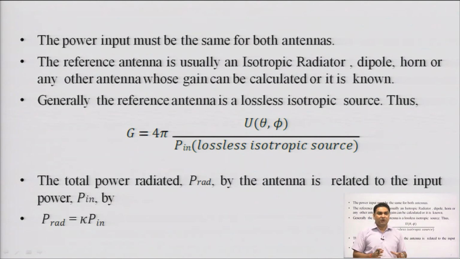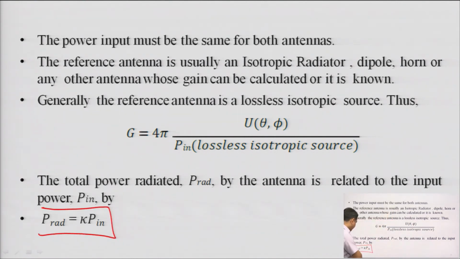Here the total power radiated is equal to K into total power input. What is the difference between power gain and directive gain? What is the difference between the antenna gain and directivity? The same relationship holds between these two: the relationship between the power gain and directive gain, and the relationship between the antenna gain and directivity. And this relationship is defined in this small bracket.